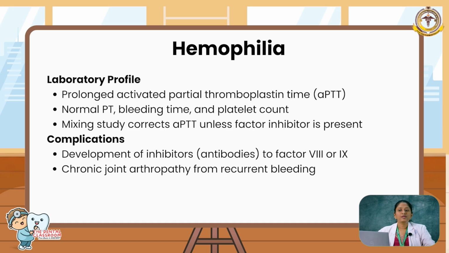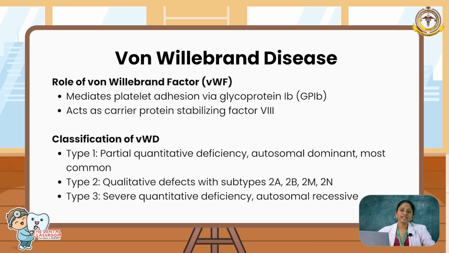In the laboratory, we can see that the platelet count, the bleeding time and the prothrombin time are normal, but there is a prolonged APTT in these patients. The complications of this disorder include development of inhibitors to factor 8 or 9 and chronic joint arthropathy, apart from recurrent bleeding episodes. Next, we move on to von Willebrand's disease.